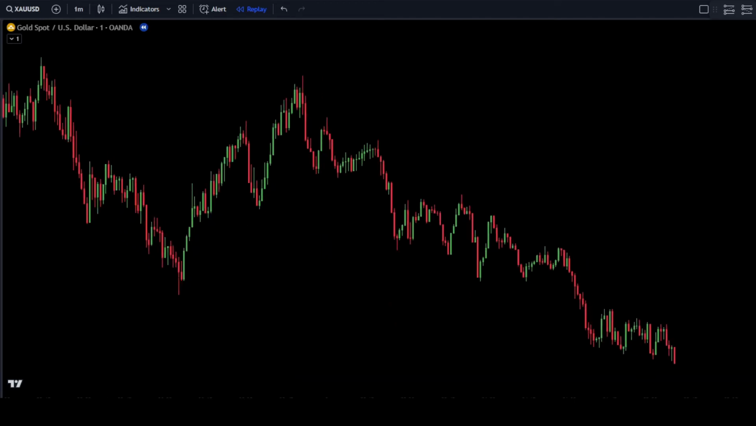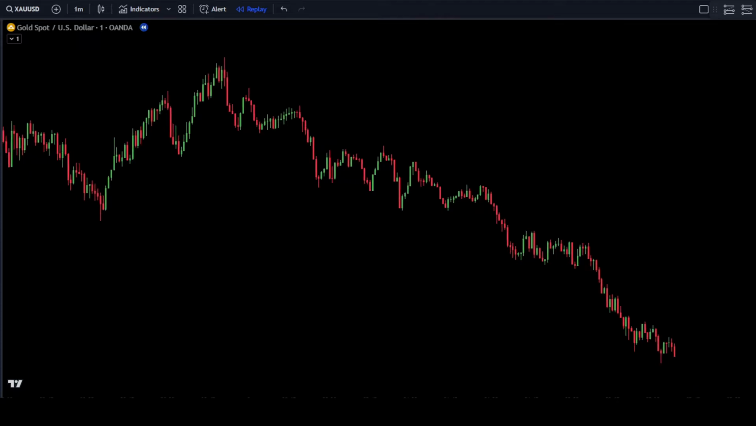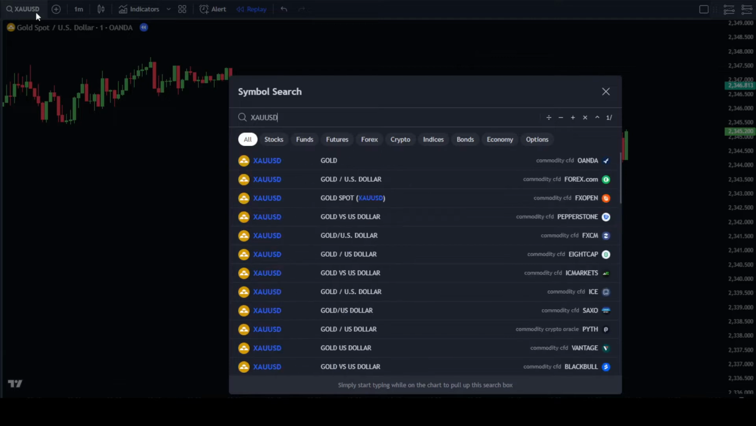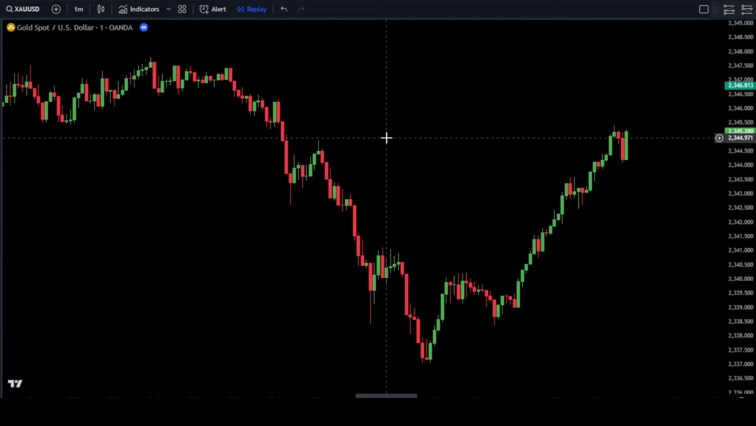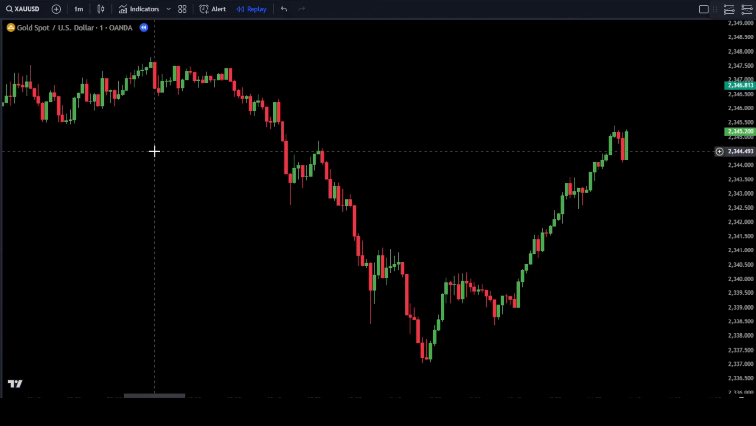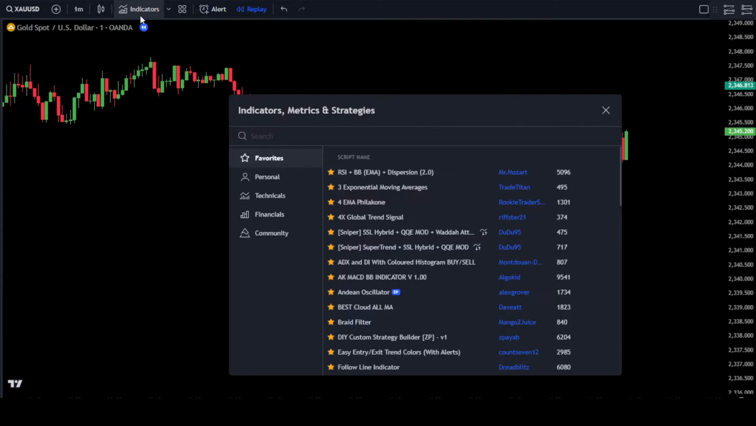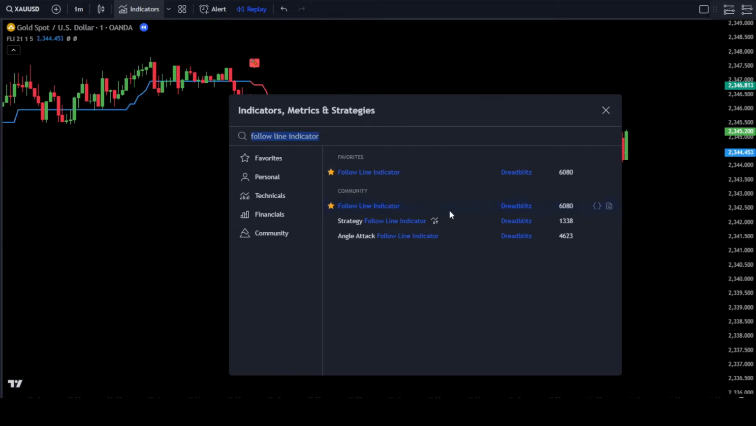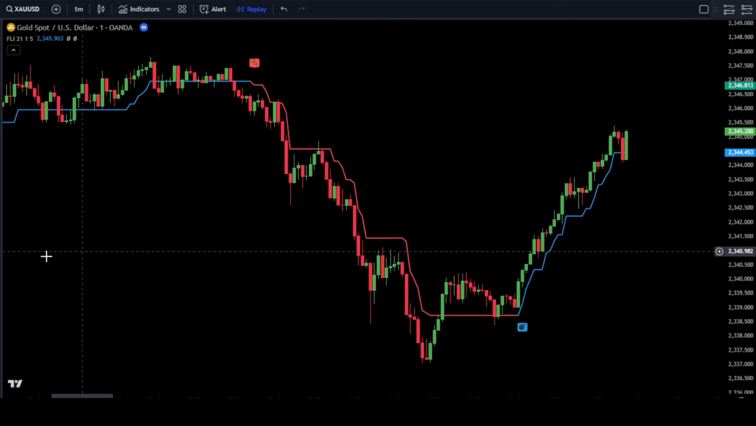Let's get started. To use this 1-minute gold scalping strategy, you can log into TradingView. Then, set the pair to gold or xauusd. Since we will use the 1-minute time frame in this example, now set the chart time frame to 1 minute. After that, go to the Search Indicator tab. In the Search Indicator tab, type Follow Line Indicator. Then, just select the Follow Line Indicator by Dreadblitz. For the Follow Line Indicator settings, leave them at the default settings.